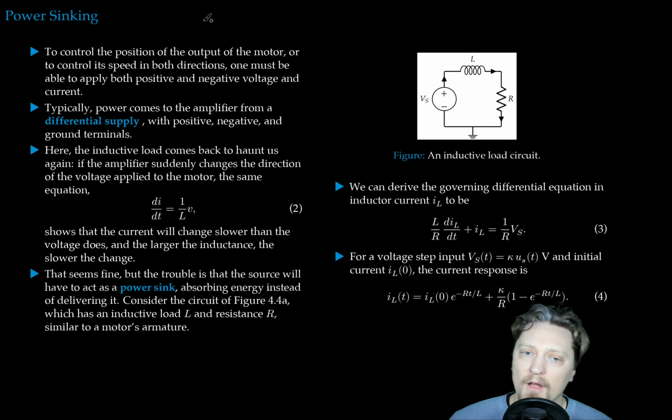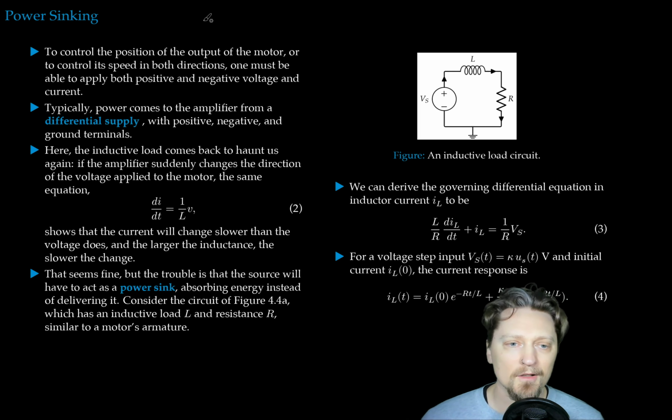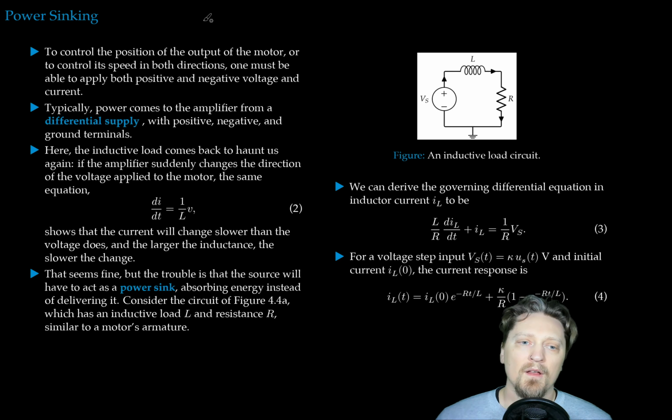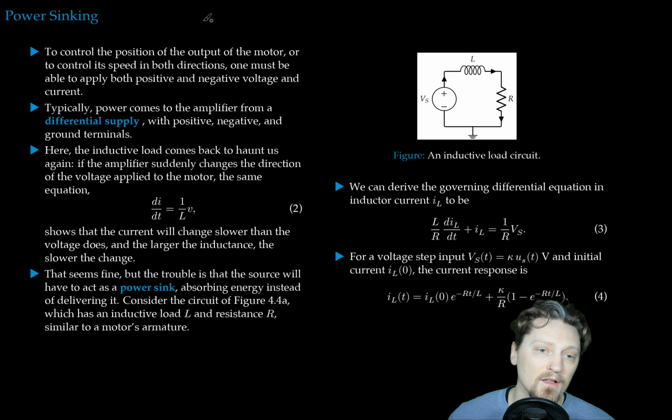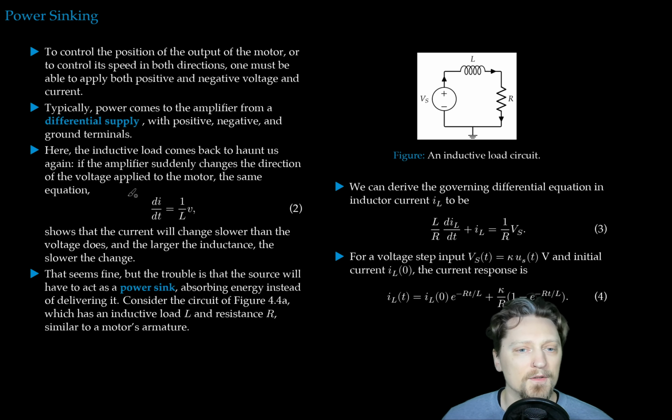Here, the inductive load comes back to haunt us again. If the amplifier suddenly changes the direction of the voltage applied to the motor, the same equation shows that the current will change slower than the voltage does. This equation, the elemental equation for an inductor, says that when the voltage changes suddenly, the current starts to change, but it doesn't change instantaneously. It changes with some rate governed by the voltage. So the current will change slower than the voltage does. And the larger the inductance, the slower this change in the current.